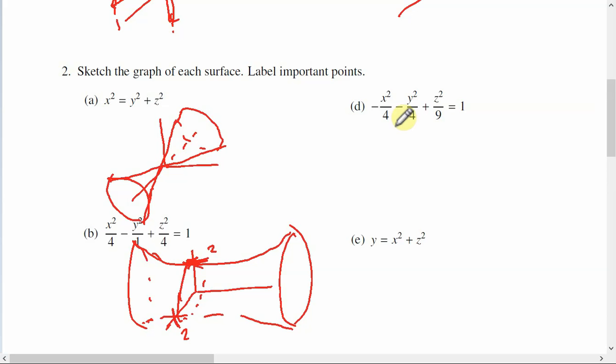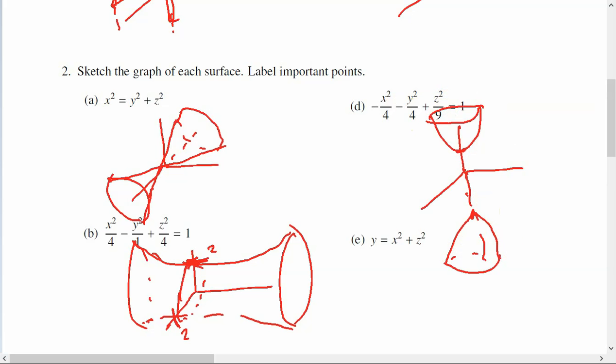Okay, I'm going to do D next. This one has 2 minus signs, so that's going to be a hyperboloid of 2 sheets. And the z is the odd one here because it's the one that's not negative. It's going to be along the z-axis. So you're going to have a hyperboloid of 2 sheets along the z-axis. So there'll be this kind of bowl-looking shape going up here and down here as well, going down the z-axis, something like that. And this is occurring because that's 9, that's 3 squared, it's occurring at 3 and minus 3.